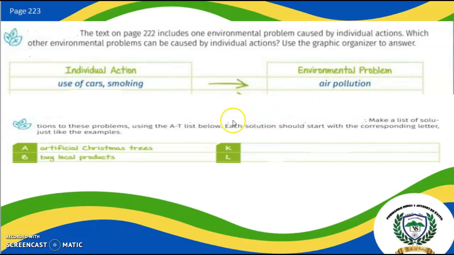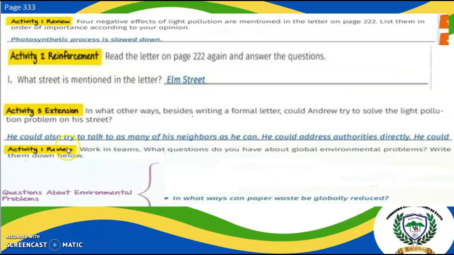Make a list of solutions to this problem using the ANT list below. Each solution should start with the corresponding letter, just like the examples. A. Artificial Christmas trees. B. Buy local products.